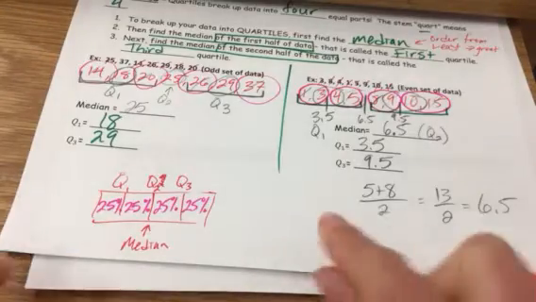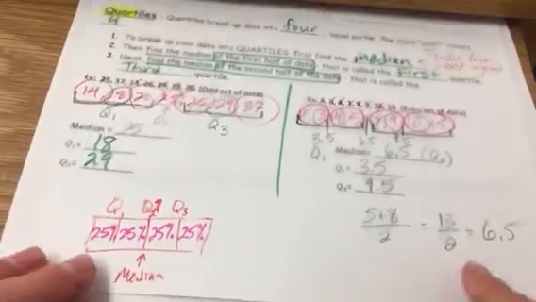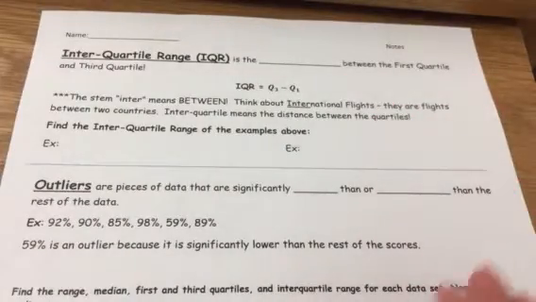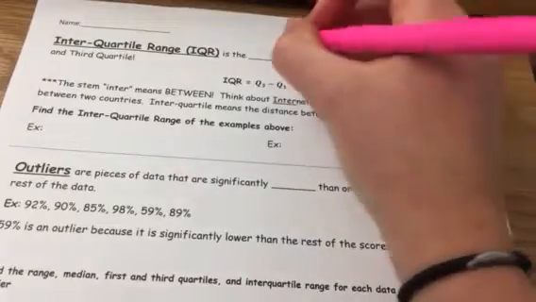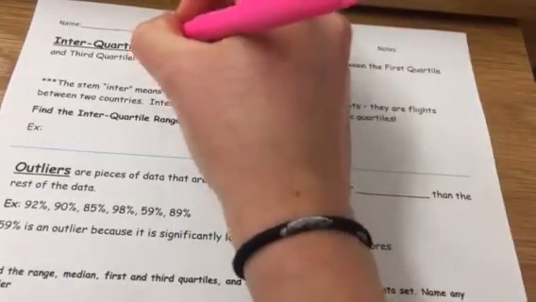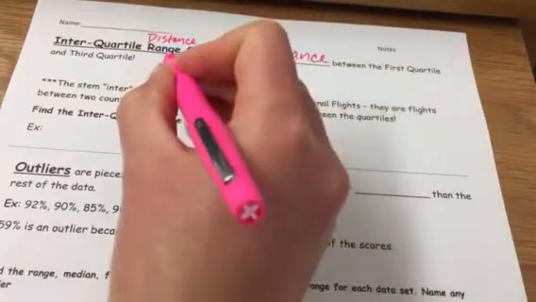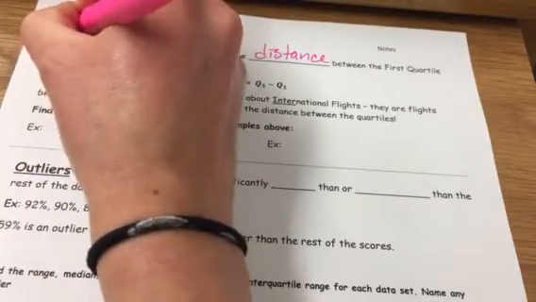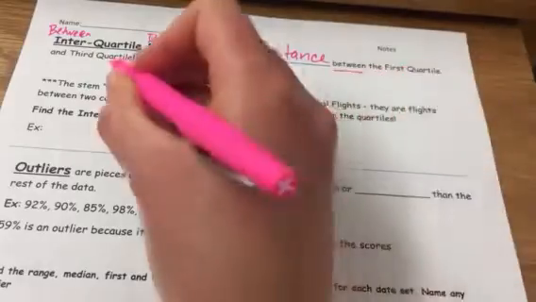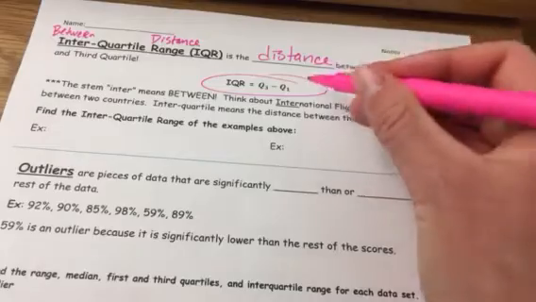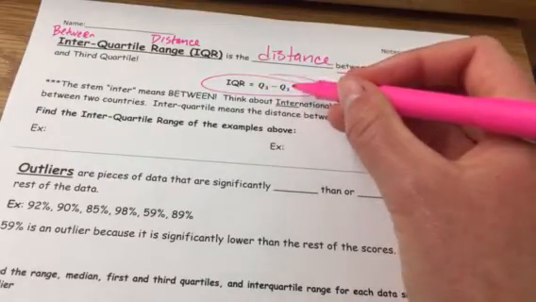All right, let's do something with this information, because we have another descriptor for our data, and it's called the interquartile range. It is the distance, because that's what range means. Range is distance. So this literally translates to the distance between, inter means between, the quartiles. It is the distance between the first quartile and the third quartile. That is your formula right there: the third quartile minus the first quartile.